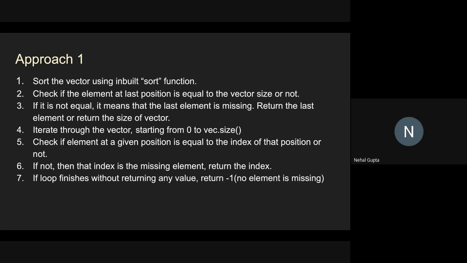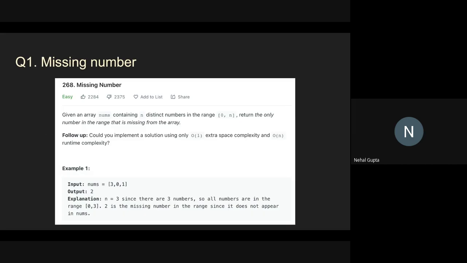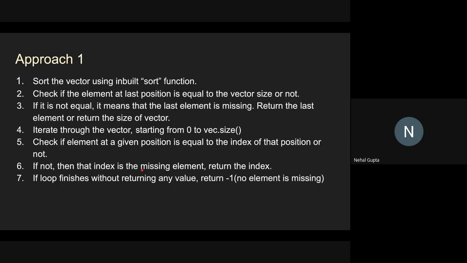Now, first of all, you have to implement a basic check. There might be a case wherein the last element of the vector is not present. Like if we have 3 elements here and we have 0, 1, and 2, instead of 3, we have 2 here, then we know that 3 is missing. Because if there are 3 elements in the vector, then the last element has to be 3. So we know that 3 is missing, so we don't need to even do the whole question. The function should return at that point. So we do a basic check in the starting.